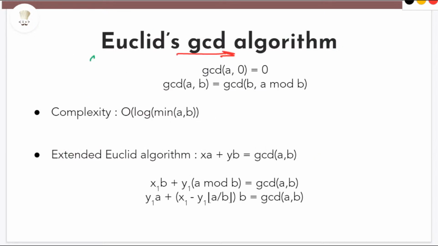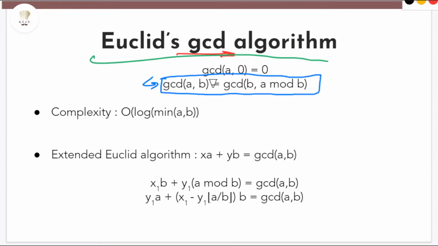So Euclid's GCD algorithm is an algorithm to find the GCD of some a and b. What does Euclid's GCD theorem say? It says GCD of a comma b is equal to GCD of b comma a mod b. Here I'm assuming a is greater than b, but it would work for b greater than a as well. So for some a greater than b, GCD of a comma b is equal to GCD of b comma a mod b.